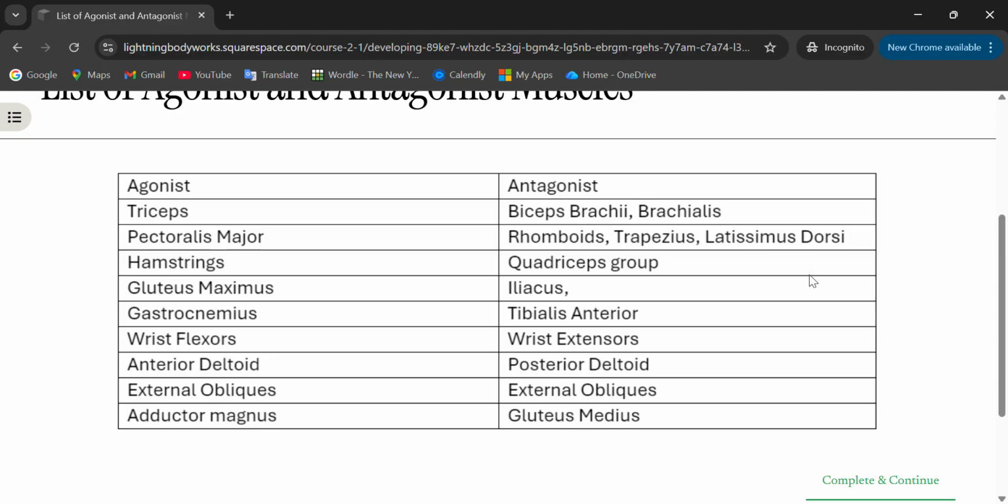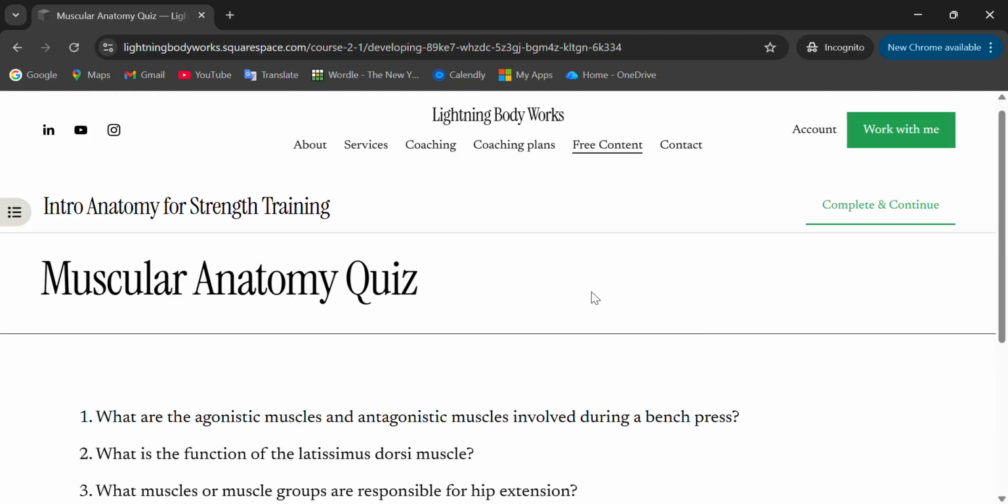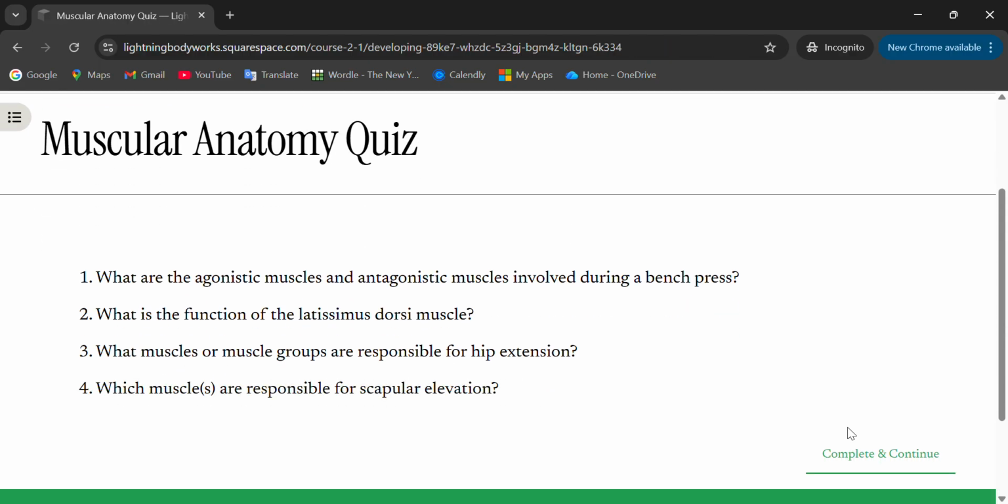Here is just a quick list of a couple exercises or muscles that are agonist and antagonist to each other. You could think anterior, posterior, so biceps, triceps, or you could think lateral, medial, so abductors, adductors. Quick quiz.